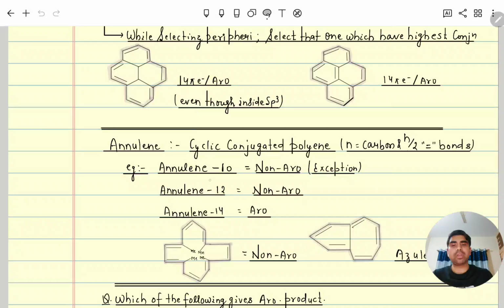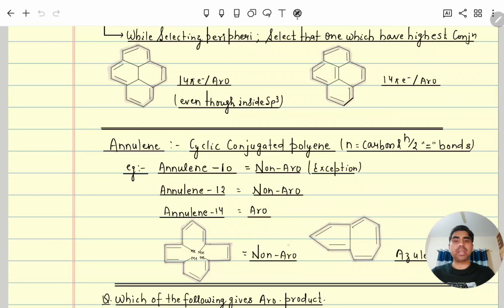But after that, annulene 12, how many pi electrons does it have? 12 pi electron. Means how many pi bonds? 6 pi bonds. How many carbons? 12 carbons. So this is non-aromatic. Annulene 14, how many carbons? 14. How many pi bonds? 7 pi bonds. So it is aromatic.